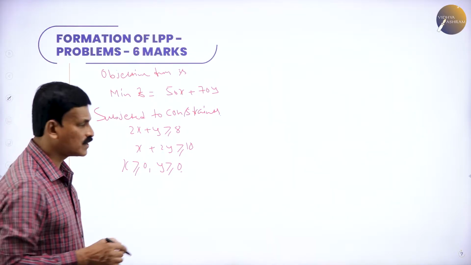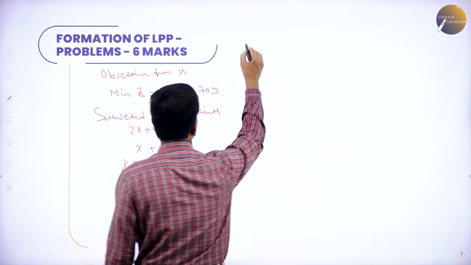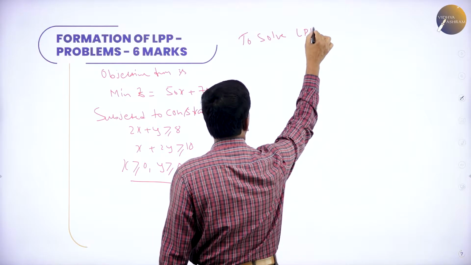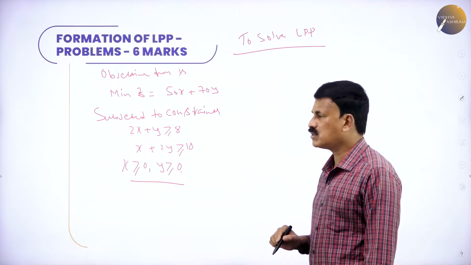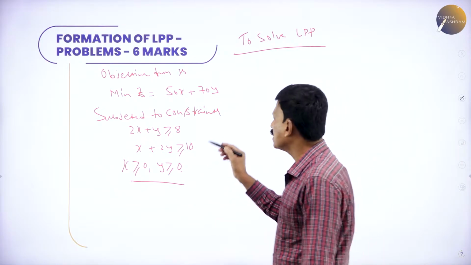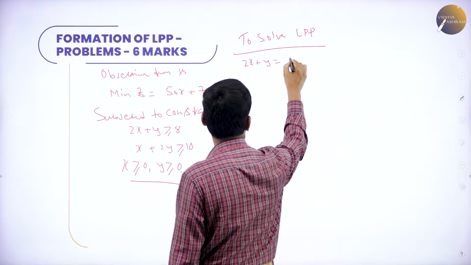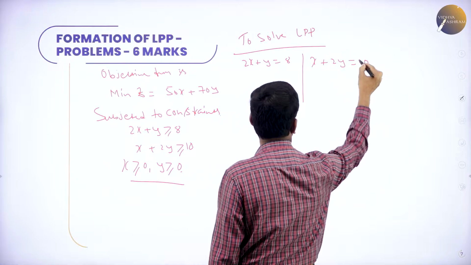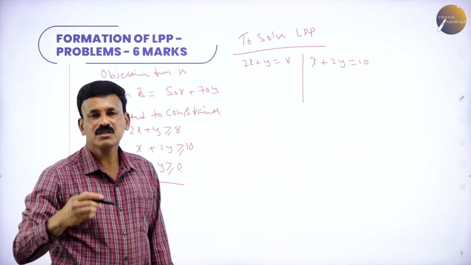Now to solve this, how to solve? As usual, to solve the linear programming problem. This is the required model, required LPP to solve. Now the first step is, let us convert these inequalities into equalities. The first equation is 2x plus y is equal to 8 and the second equation is x plus 2y is equal to 10. So in the previous classes I taught how to solve.